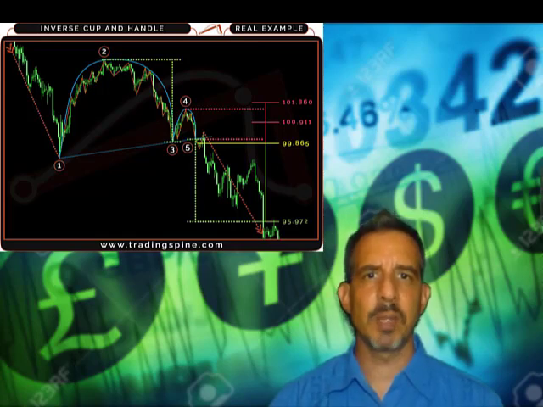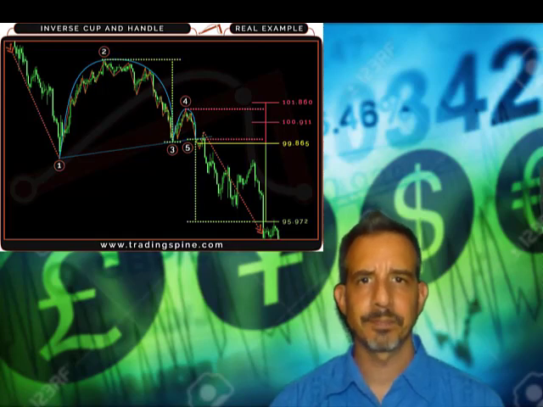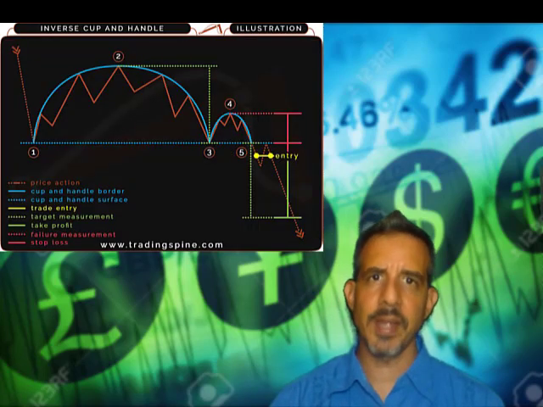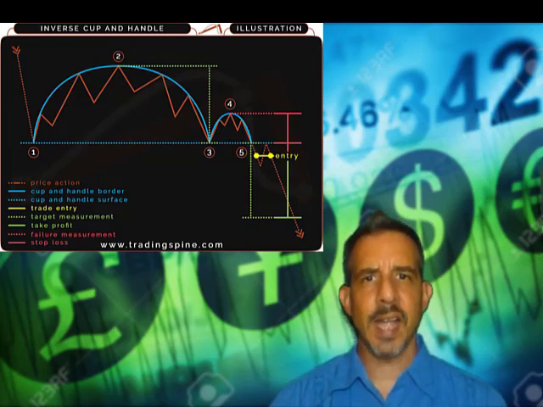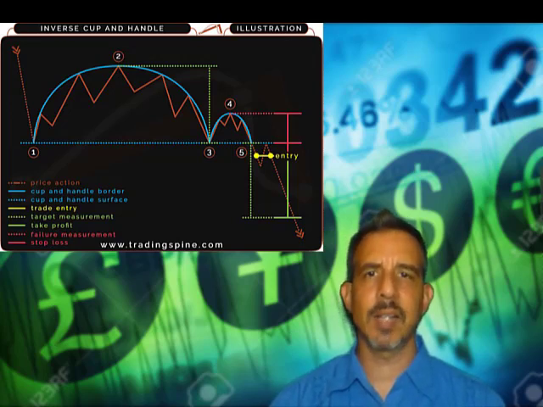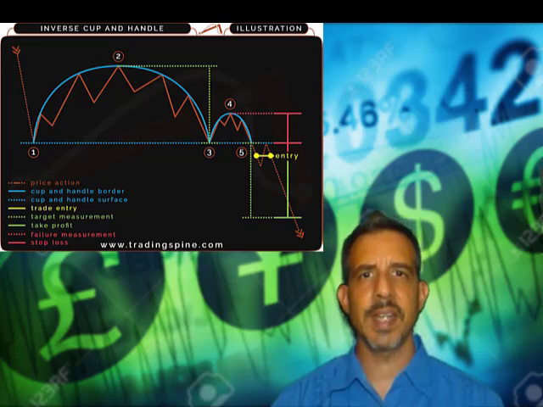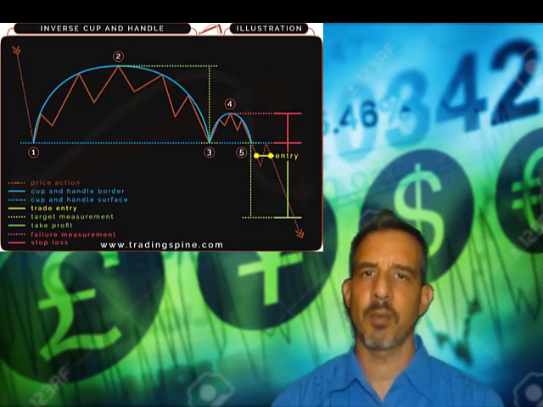The pattern is completed when price action reverses direction from number 4 and goes downwards till it breaks the cup and handle surface at point 5. An inverse cup and handle real example. The trade setup. Trade entry at the closing rate of the candle after breaking the surface at point 5. Take profit 389.3 pips, usual measurement applied from point number 5.